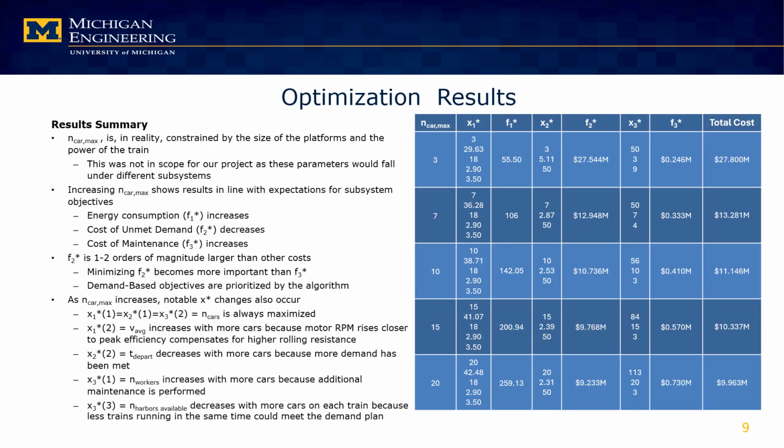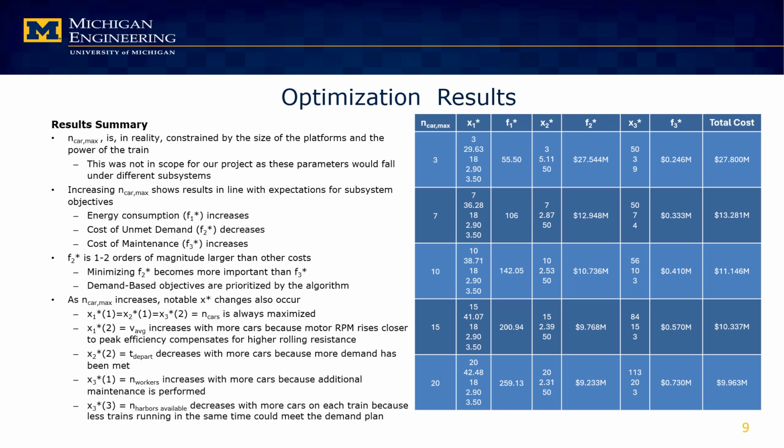We ran the system optimization 5 times, varying the maximum number of cars for each run. This variable is in reality constrained by the size of the platforms and by the power of the train, but this was not in scope for the project since these parameters would fall under different subsystems. When we increased the maximum number of cars that the train could pull, the subsystem responses were what we expected, namely that energy consumption and cost of maintenance increase, while cost of unmet demand decreases.